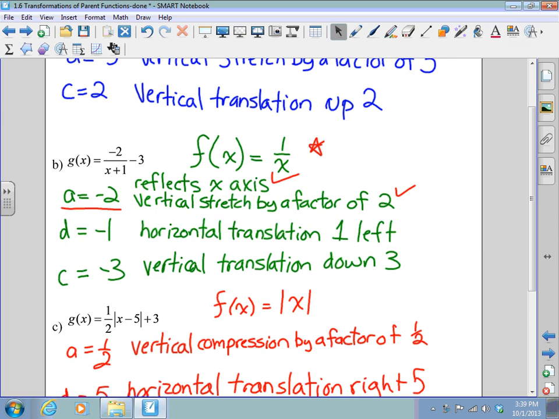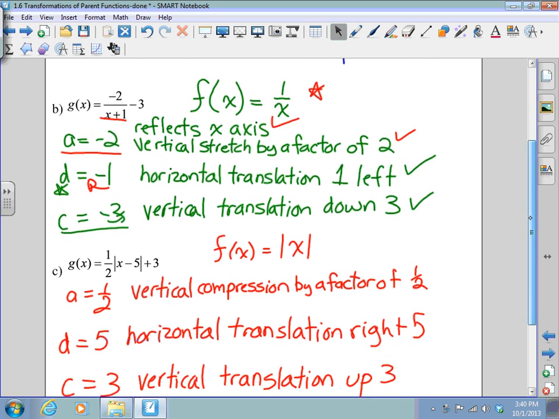d, ladies and gentlemen, be careful here. Although it looks like it's got x plus 1, remember it's x minus d. So how does the negative become a positive? It has to be a negative value. For the d value, guys, if you see a positive sign in your equation, it's the opposite, which means it is a negative. So d equals -1. That's a horizontal translation, 1 left, or left 1. Okay? Whereas c equals -3, that's an easy one. It's out at the end. That's your vertical translation. It tells you you're going down 3. Negative tells you down. 3 tells you how many.